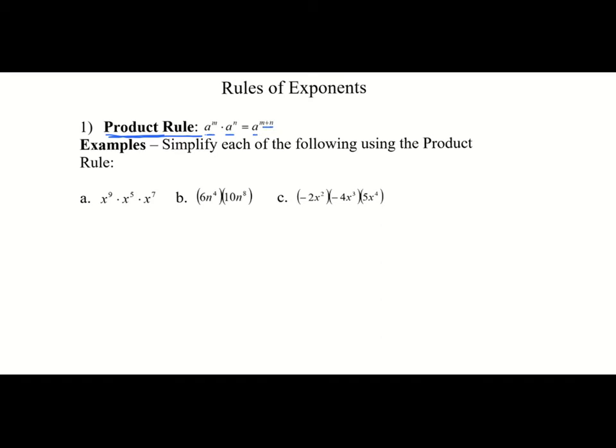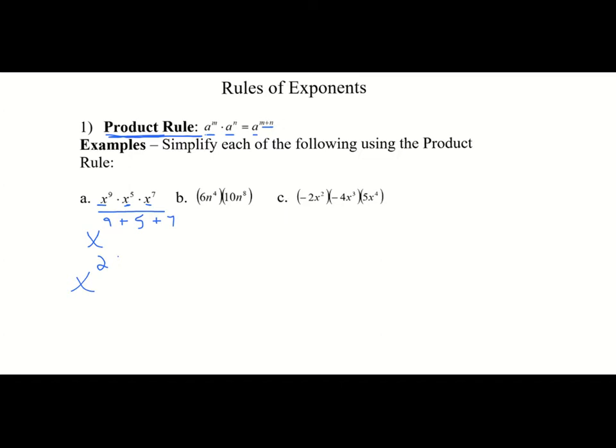So down here, if you look at a, we have x to the 9th times x to the 5th times x to the 7th power. If you notice, all of our bases are x, so they're all the same. So when I go to simplify this problem using the product rule, I'm going to keep my base of x. And then, because it's all multiplication, I am going to add the exponents. So 9 plus 5 is 14, and 14 plus 7 will give me x to the 21st power.